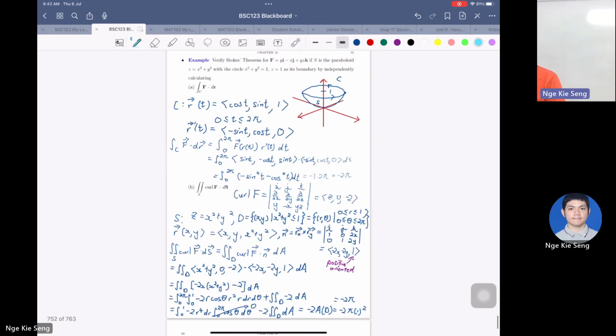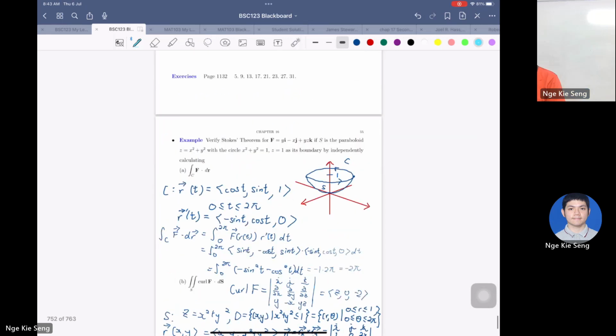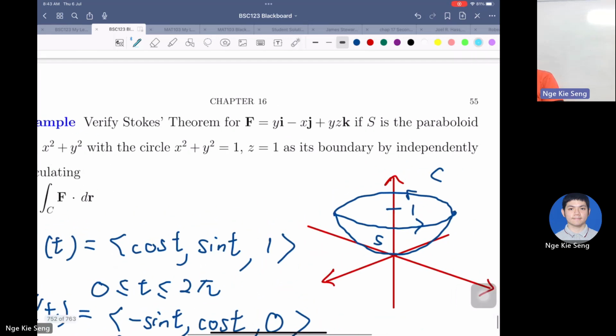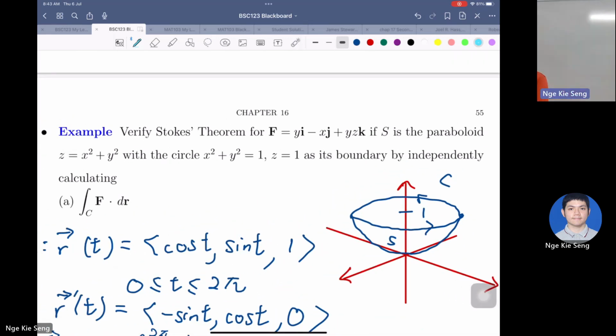So I think last time we got stuck here. Last time we got stuck with this example, so let us read this example again. Verify Stokes' theorem for the following vector field. S is the paraboloid z equals x squared plus y squared, with the circle x squared plus y squared equals 1 and z equals 1 as its boundary. So do you know how to draw this surface or not? z equals x squared plus y squared.